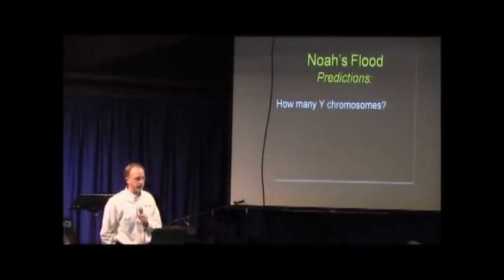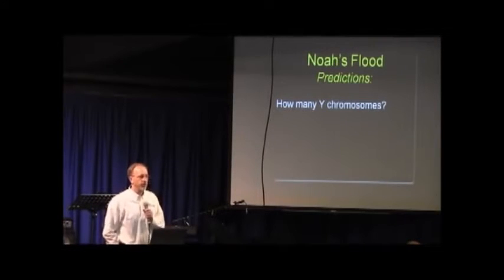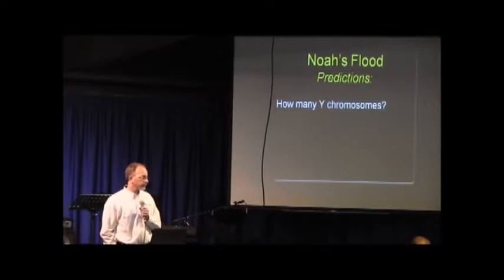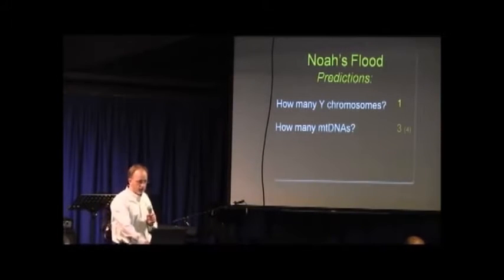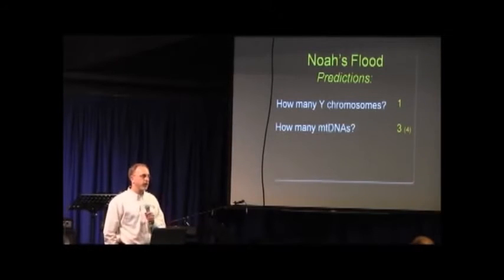So let's just think about the ark for a second. How many Y chromosomes were on board the ark? 1. Because Noah gave the same Y chromosome to his 3 sons. There might have been a mutation in there, okay, fine, but generally 1. How many mitochondrial DNAs were on board the ark? I don't know. It depends. What if one of the daughters was actually a daughter of Noah? What if all 3 of them were daughters of Noah?